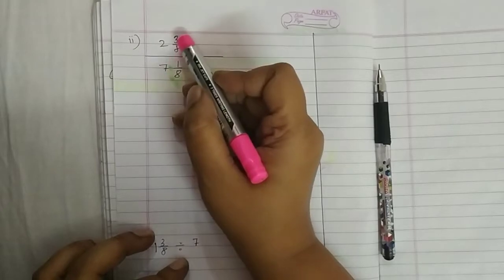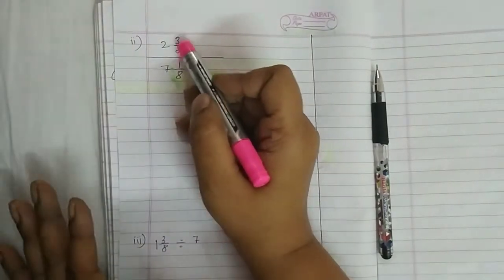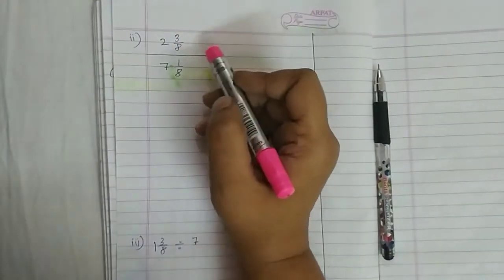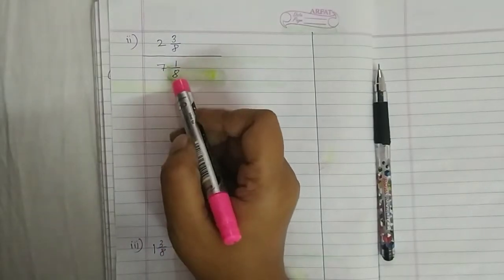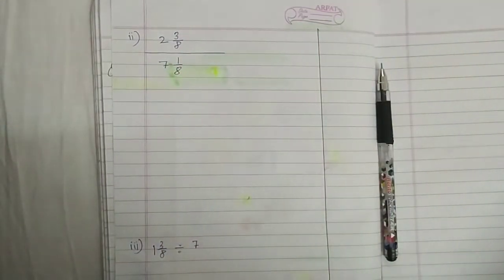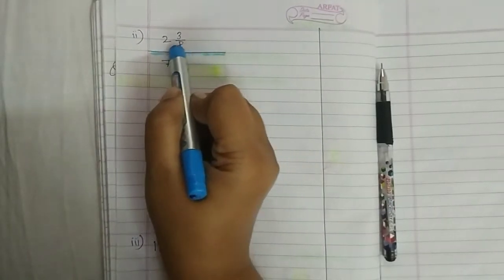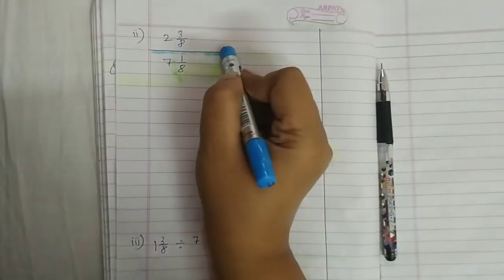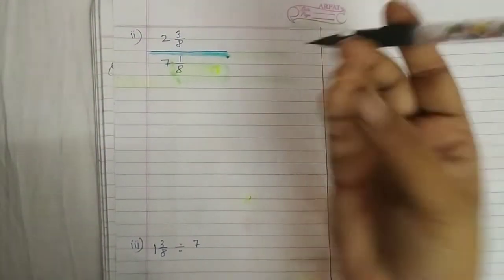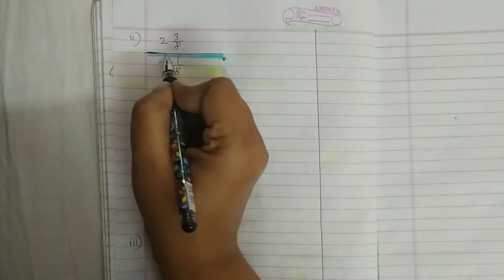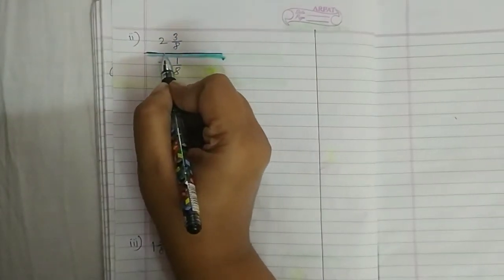2 upon 3, 2 whole 3 upon 8 divided by 7 whole 1 upon 8. Children, this line is your division bar. Don't get confused from this line. This line is your division bar.